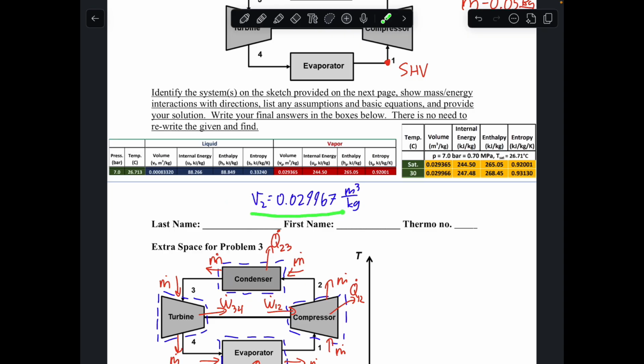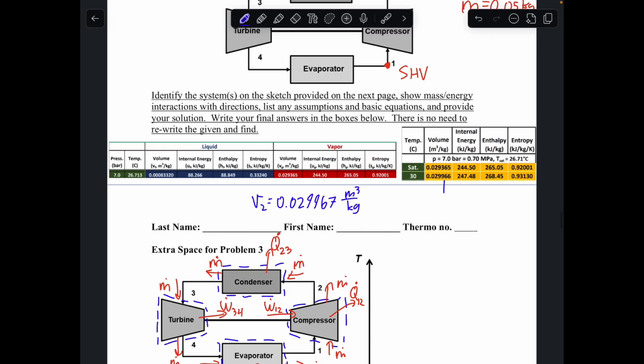So we see that our V2 is outside the range of our SLVM tables, so we can't use them. Instead, we have to go to our superheated vapor tables, which we have right here. So we're going to be in the superheated vapor range, and we see that for a pressure of 7 bar, we have a value for specific volume right here that almost matches identically what we got. So we can say that that's close enough, and our temperature is just going to be equal to 30 degrees C. So again, this is basically the volume value that we got for V2, and so this will be the value for the temperature T2.